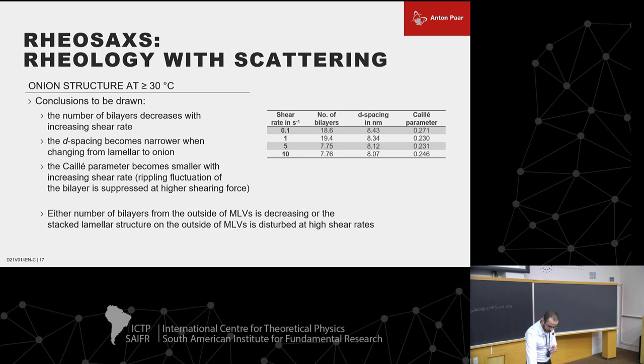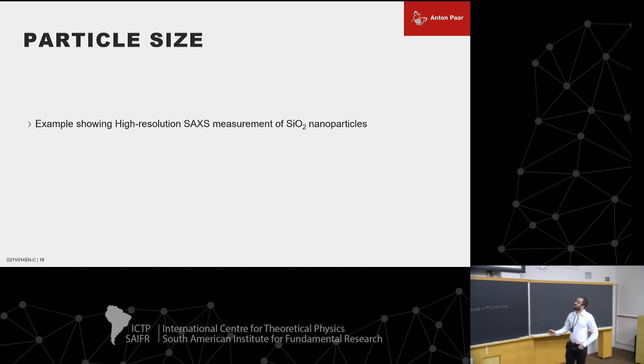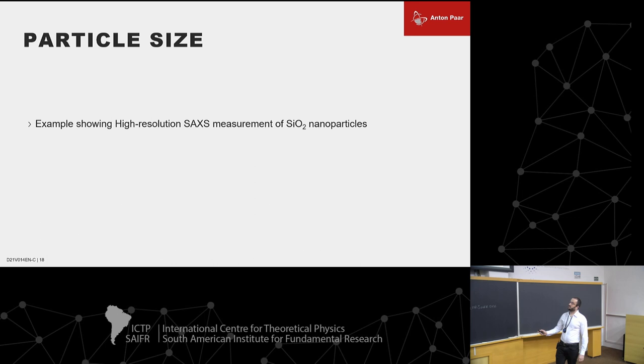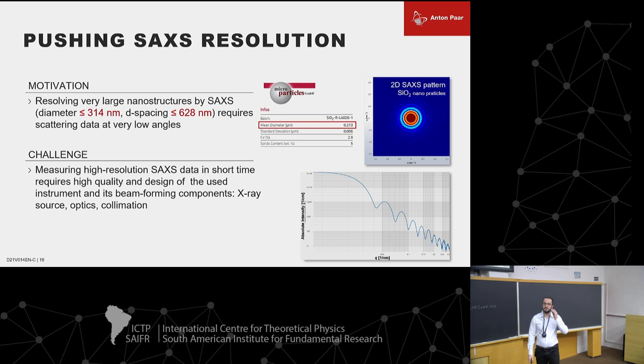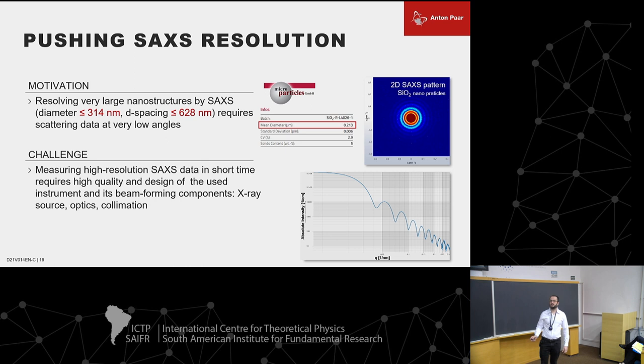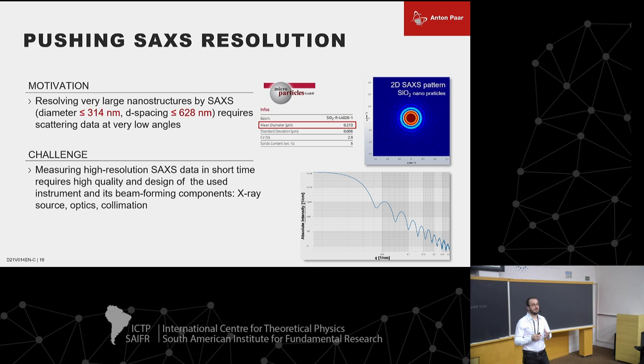So the second example I'll bring today is an analysis of silica nanoparticles at high-resolution SAXS. The motivation of this work is that this technique and normal instruments have a limitation of size determination for nanoparticles. And to have high-resolution measurements of SAXS data in this size region, we need high-demanding, time-consuming experiments, or then we will have low-resolution results. This is based on the quality of the X-rays, on the quality of the optics of the instrument, and also the detector.